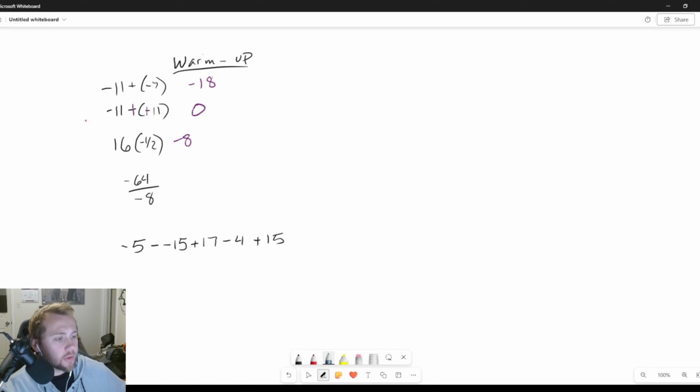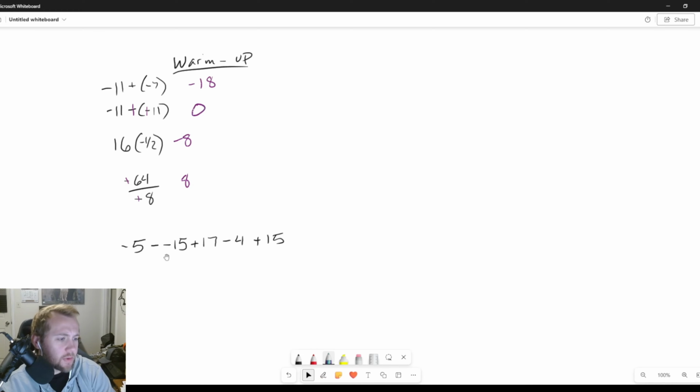Here, though, we have a negative divided by a negative, and a negative divided by a negative should be a positive. So we know our answer is going to be positive either way, so we can basically ignore these negative signs. And then 64 divided by 8 is just 8.